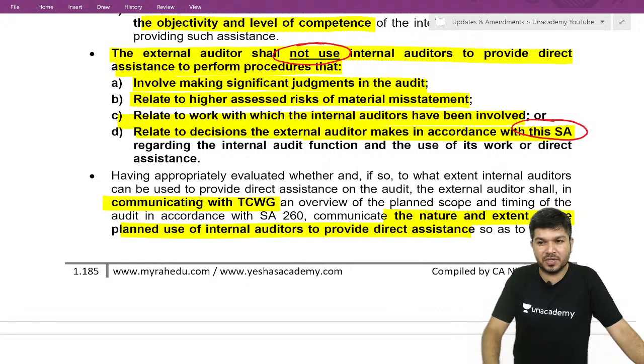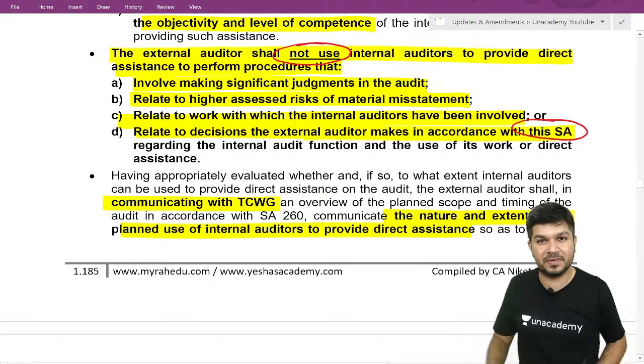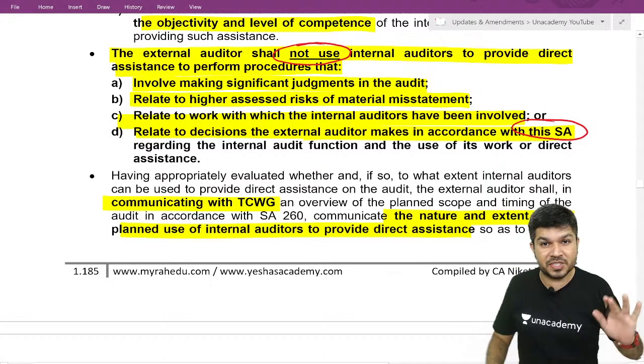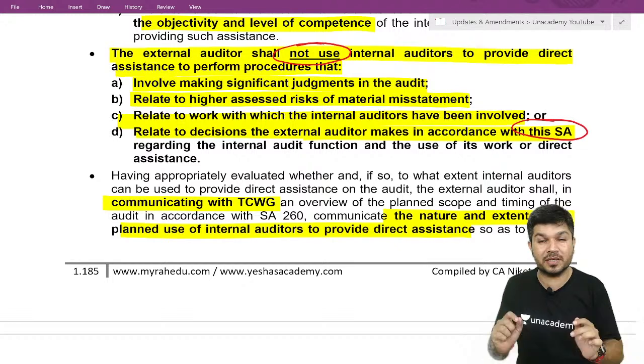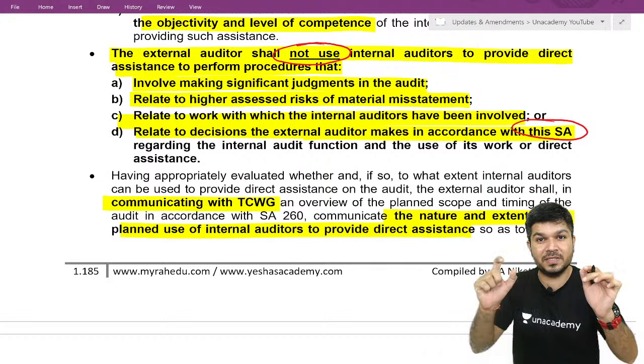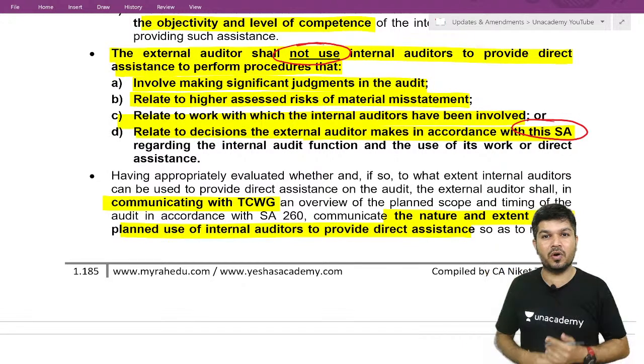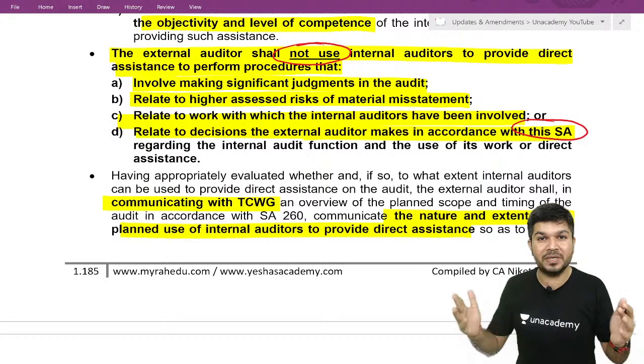If you try to see the internal audit function also, to determine whether I can use the work of the internal audit function, over there I was checking objectivity, I was checking competence, and I was checking whether they have a systematic, disciplined approach. Here also, whether I can use him to provide direct assistance, I check whether they have the objectivity, whether they have a level of competence. If there are significant threats to objectivity, or if they do not have a level of competence, I will not use them to provide direct assistance. So you might feel some common points are there.